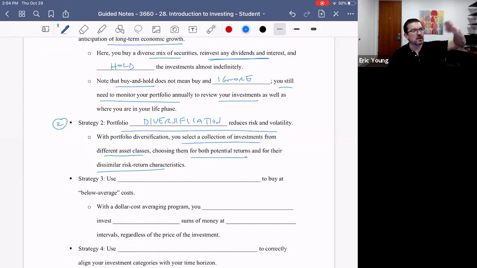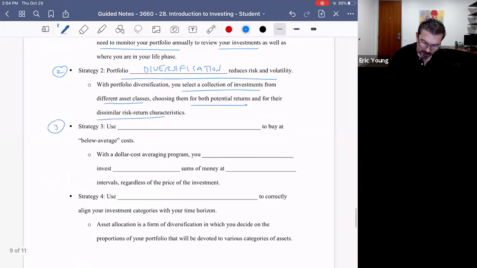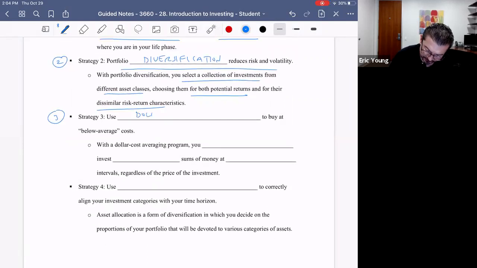That way, as the economy goes up and down, you minimize your volatility, you smooth out your return over time. So diversify. Strategy number 3, this is a great one. Use what is known as dollar cost averaging to buy at, in quotes, below average cost.